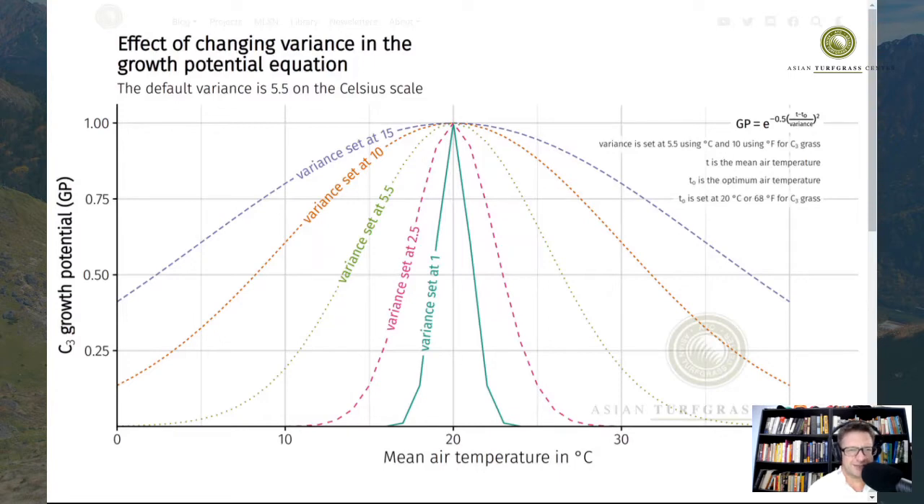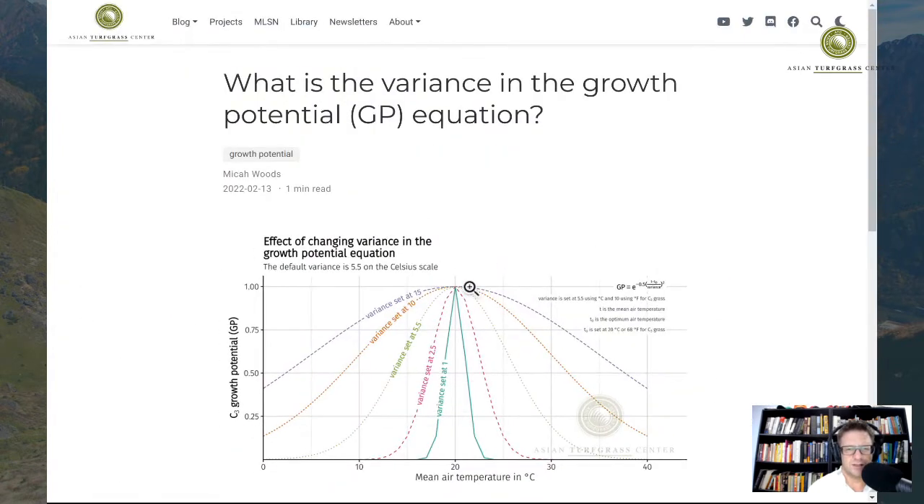And so basically, this variance is a tuning parameter that goes into the equation, and it adjusts the shape of the curve. And when Larry Stowell and Wendy Gelernter developed the growth potential, they set the tuning parameter, the variance, to have the shape that approximates the way that warm and cool season grasses are expected to grow. So that's what the variance is in the growth potential equation.